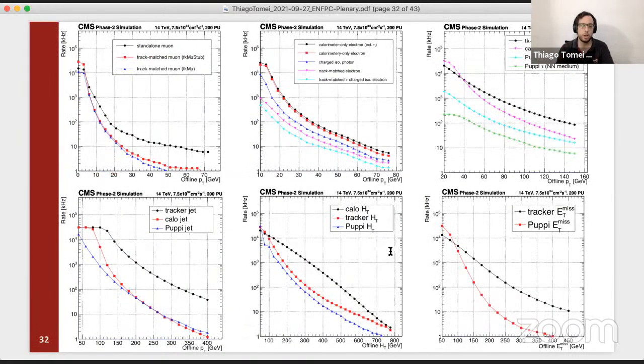I'm quickly just showing you the plots of rate versus pT threshold for all of the objects. And I just want to draw your attention to the fact that in all of them, when you have track-matched quantities, like track-matched muons, track-matched electrons, and so on and so forth, and PUPPI tau, which is particle flow tau plus pileup mitigation, you have much lower rates, which in turn allows us to have much better pT thresholds. So we are also in very good shape here.